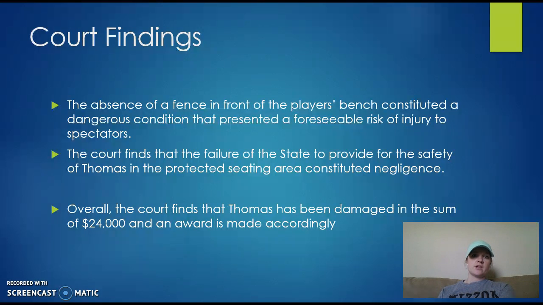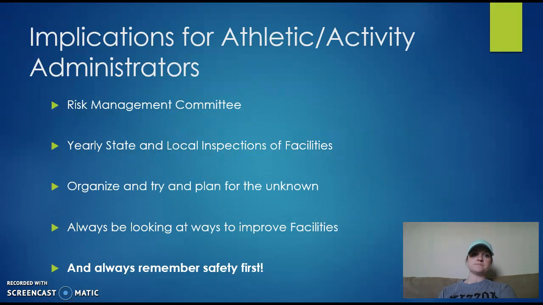So in this case, the court found that the absence of a fence in front of the players' bench constituted a dangerous condition that presented a foreseeable risk of injury to spectators. The court also found that the failure of the state to provide for the safety of Thomas in the protected seating area constituted negligence. Overall, the court finds that Thomas had been damaged in the sum of $24,000, and an award is made accordingly.